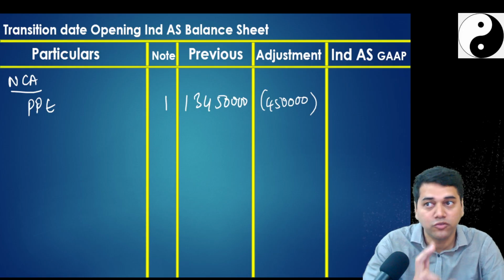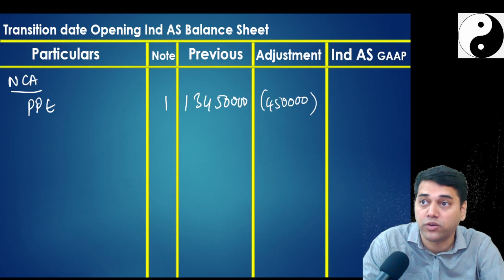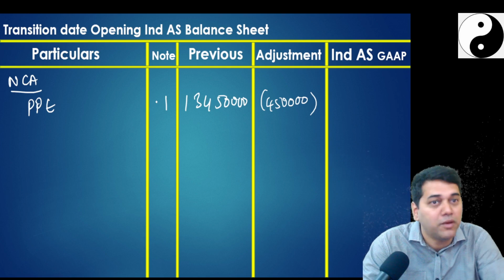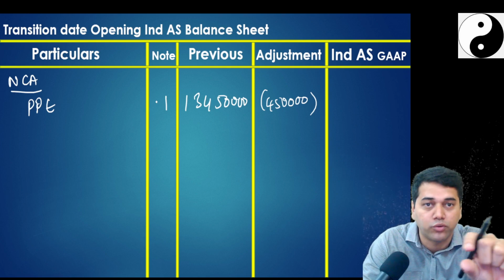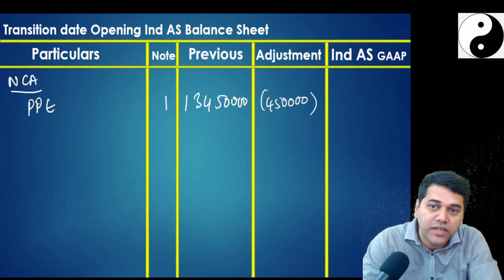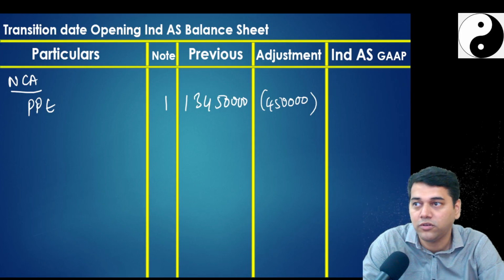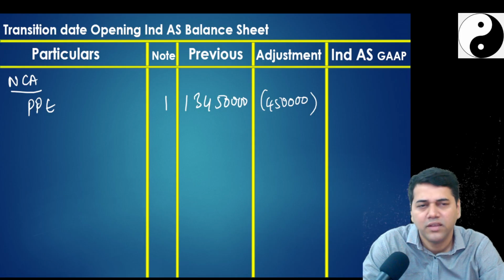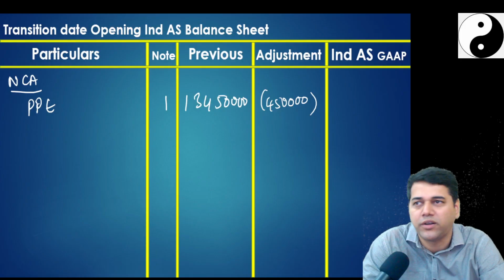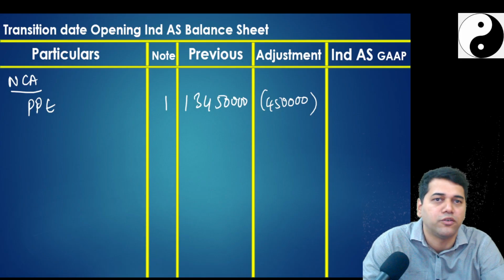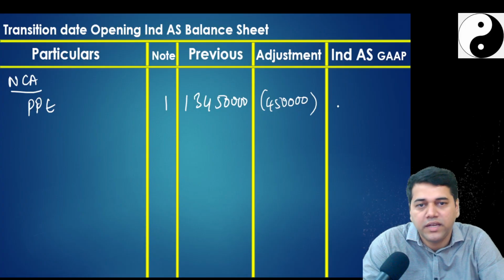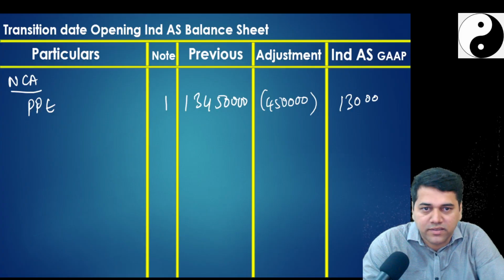That is the notes to accounts. This is note number 1 for this amount. But here, what we are treating as the notes to accounts note, you can also show as a working note, as you already know from consolidation. The Ind AS balance is how much? 1 crore 30 lakhs.